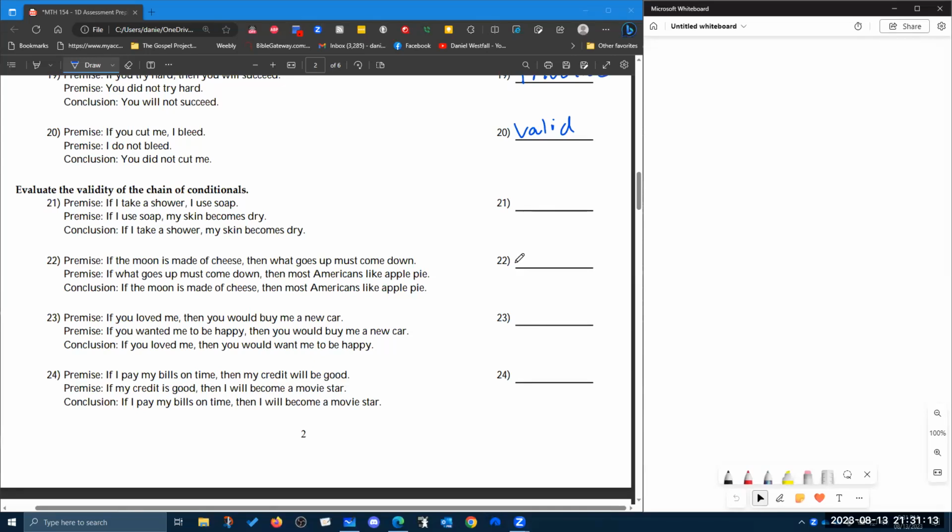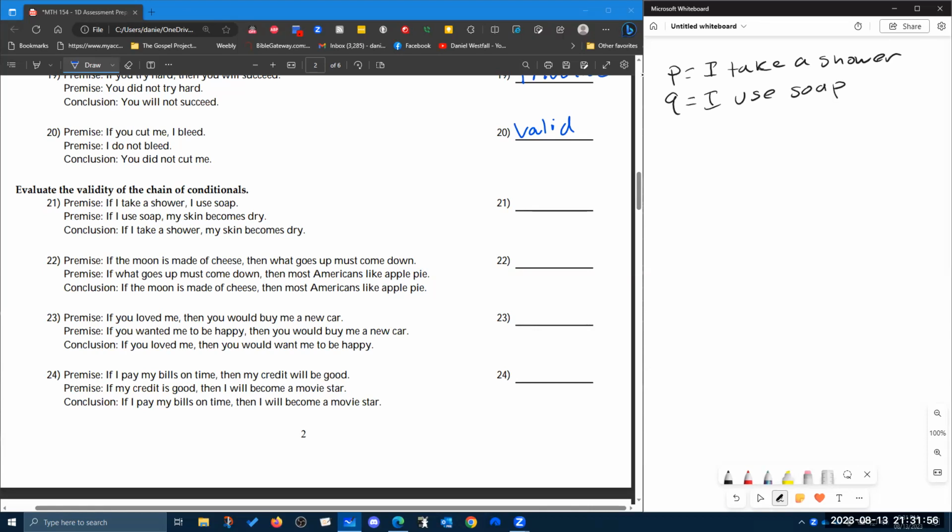All right, we're going to finish up our discussion here of valid and invalid arguments by looking at some chains of conditional statements and deciding by its form whether it is valid or invalid. So we're going to start off with the first premise, which says if I take a shower, so P is I take a shower. Second statement I see is I use soap. I use soap.